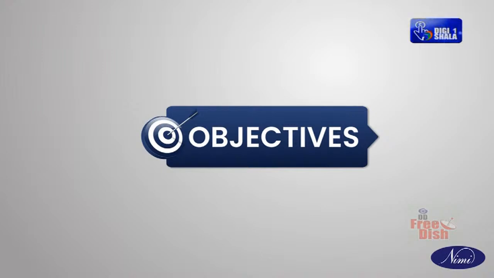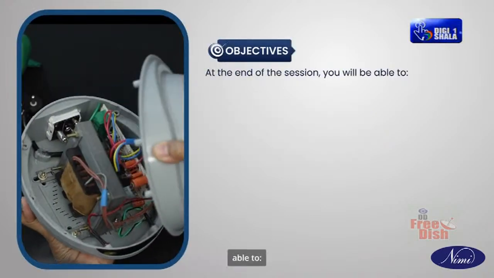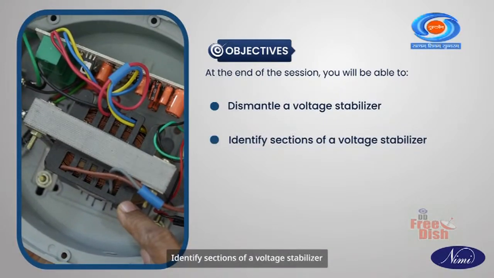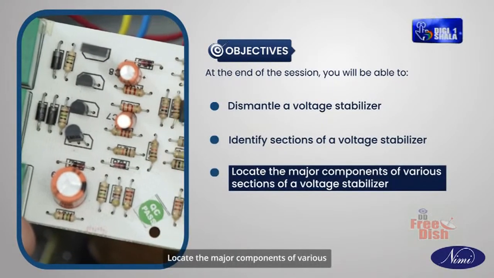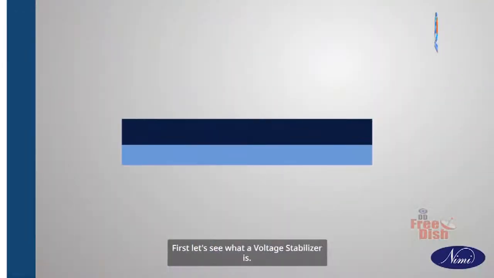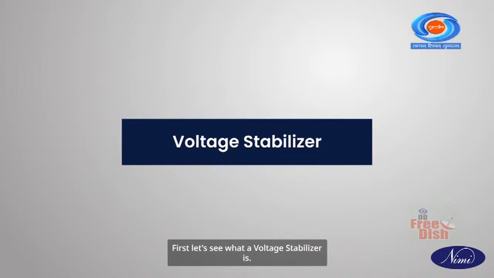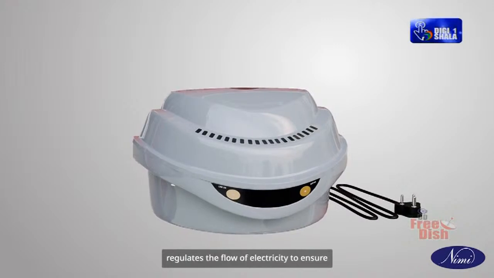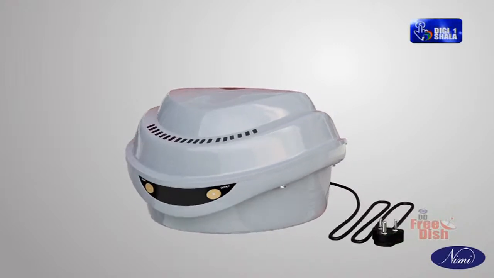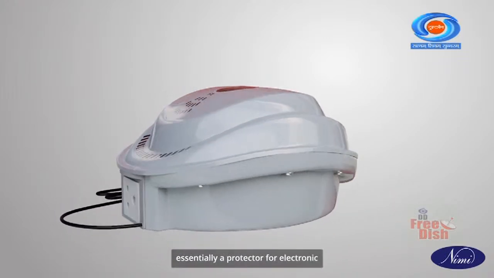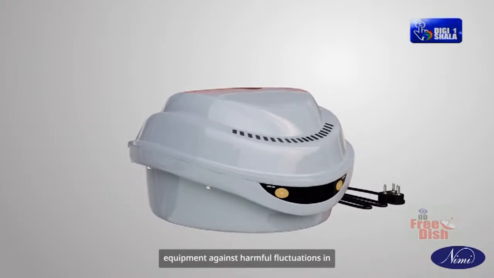Objectives. At the end of this session, you will be able to dismantle a voltage stabilizer, identify sections of a voltage stabilizer, and locate the major components of various sections of a voltage stabilizer. First, let's see what a voltage stabilizer is. A voltage stabilizer is a device that regulates the flow of electricity to ensure a consistent voltage output. It is essentially a protector for electronic equipment against harmful fluctuations in the power supply.